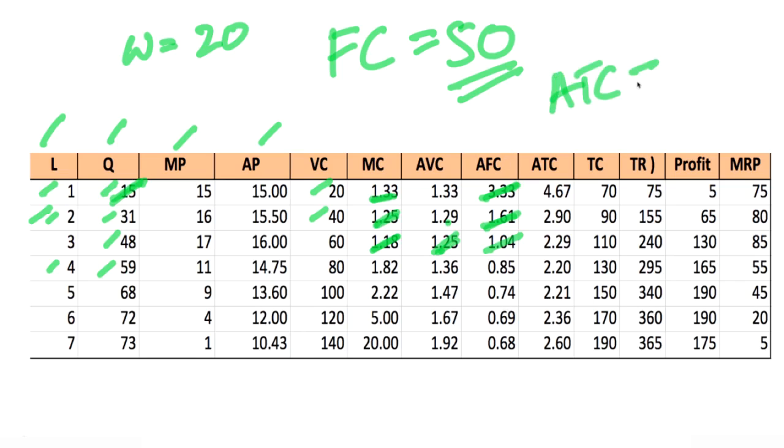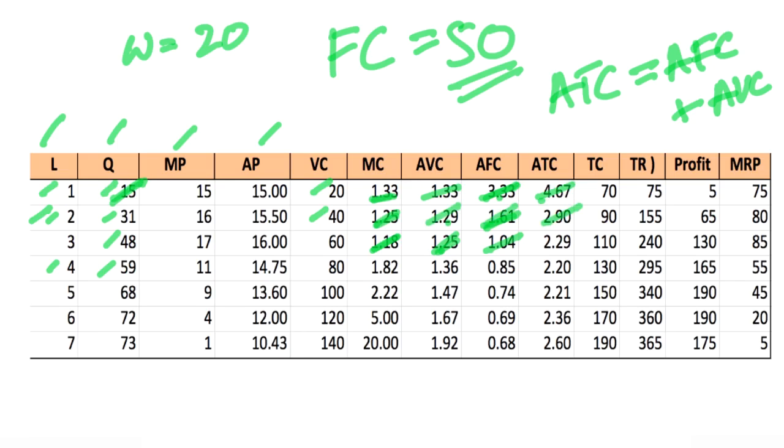So then what is the average total cost? Average fixed cost is given by 3.33, average variable cost 1.33. So the total comes to 4.67. So you can get the average total cost in the same way.